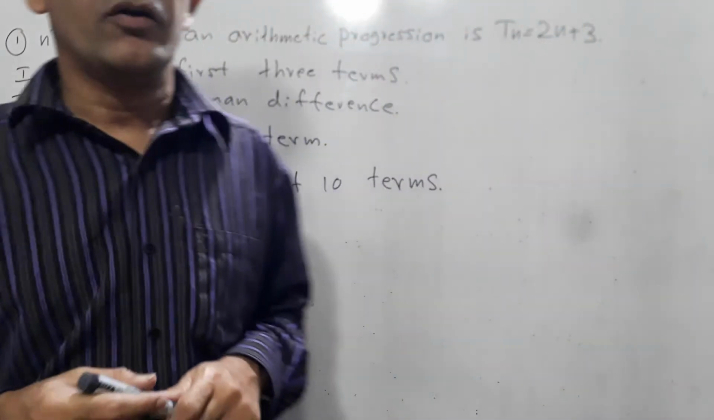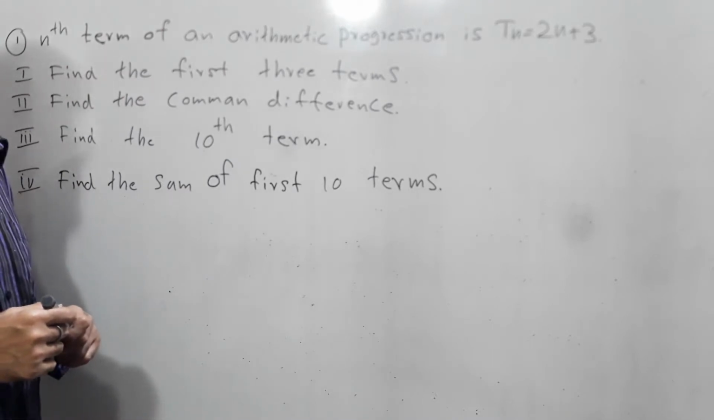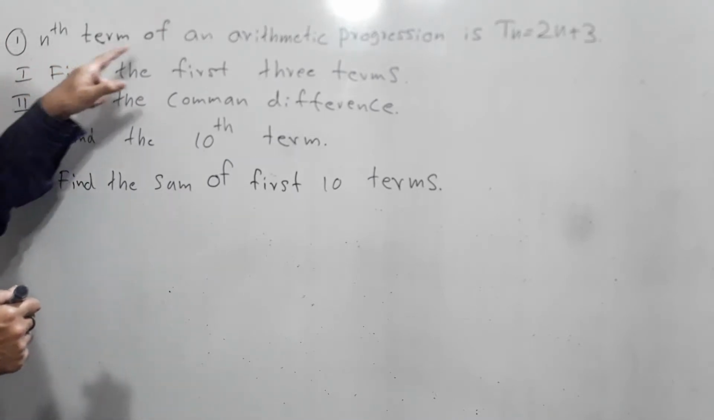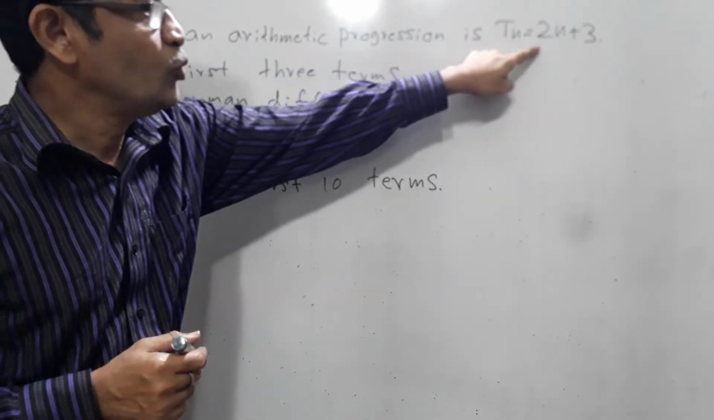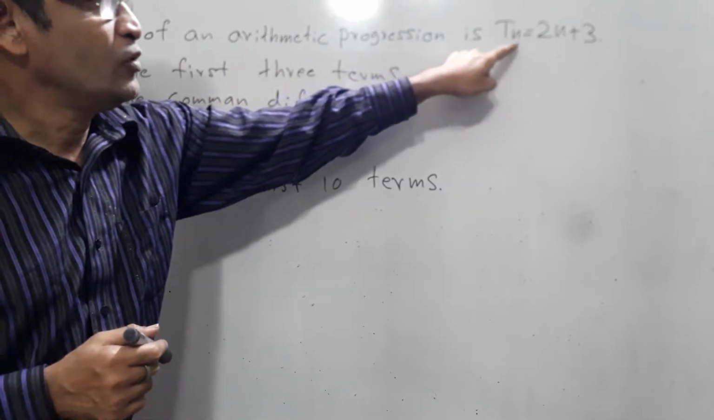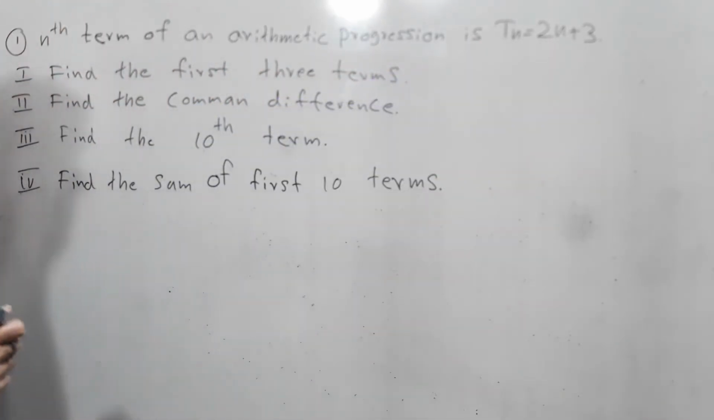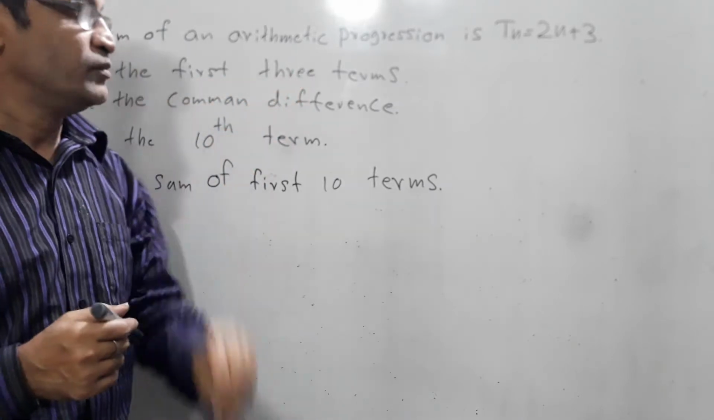Hi, today we are going to do another question in arithmetic progression. Now the question is this. The nth term of an arithmetic progression is Tn equal 2n plus 3. The nth term is given: Tn equal 2n plus 3. And they ask, find the first three terms.